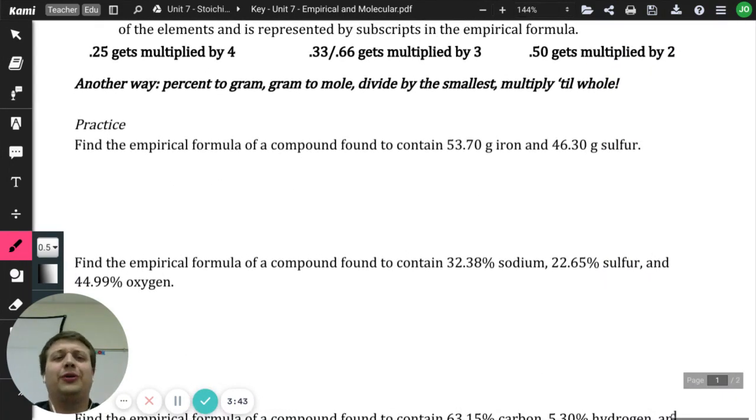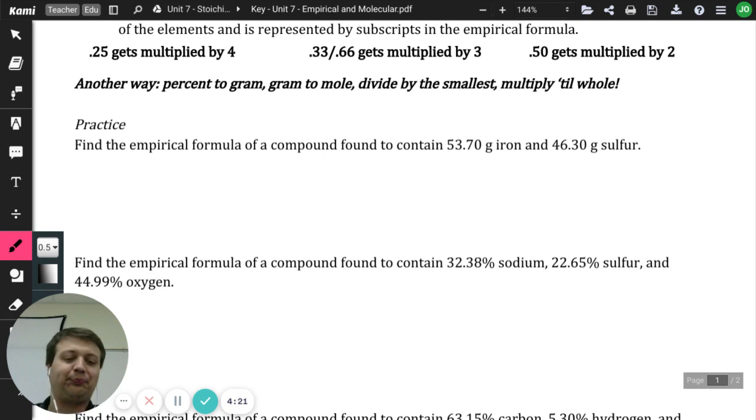Now, I know those rules probably didn't make a whole lot of sense, right? Well, for me, the way that I've always remembered how to do empirical is I've kind of said this little ditty in my head. And that ditty is percent to grams, grams to moles, divide by the smallest and multiply till whole. Okay? And if you say that over and over in your head, it's going to make this super easy for you when you are solving for these empirical formulas. All right? So again, that little ditty is percent to grams, grams to moles, divide by the smallest and multiply till whole.